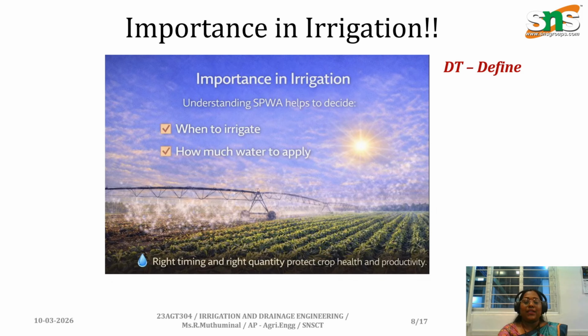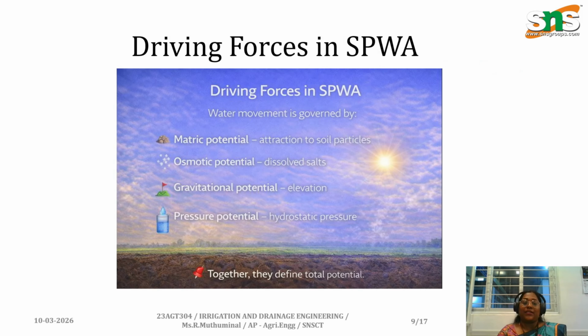The importance in irrigation is that understanding the SWPA continuum is very important in irrigation engineering. It helps engineers and farmers to determine when the irrigation should be applied, how much water crops actually require, and how efficiently the water moves through soil and plant. If irrigation is applied too early, water may be wasted. If irrigation is applied too late, crops may experience water stress, which reduces the yield. Therefore, the knowledge of the continuum helps to improve the water use efficiency and crop productivity.